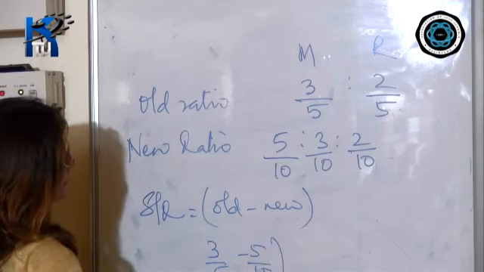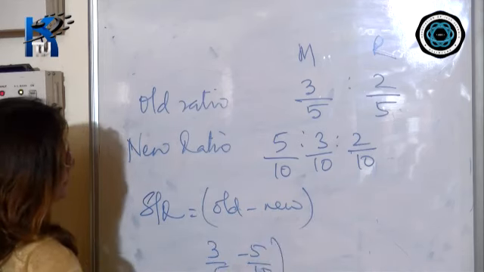The second partner gets 3/10. So let us calculate this. 10 is the LCM, 6 minus 5, so this comes as 1/10. And here 10 again is the LCM, 4 minus 3, so this comes out as 1/10. So the sacrificing ratio is 1:1. So this is how we calculate the sacrificing ratio.